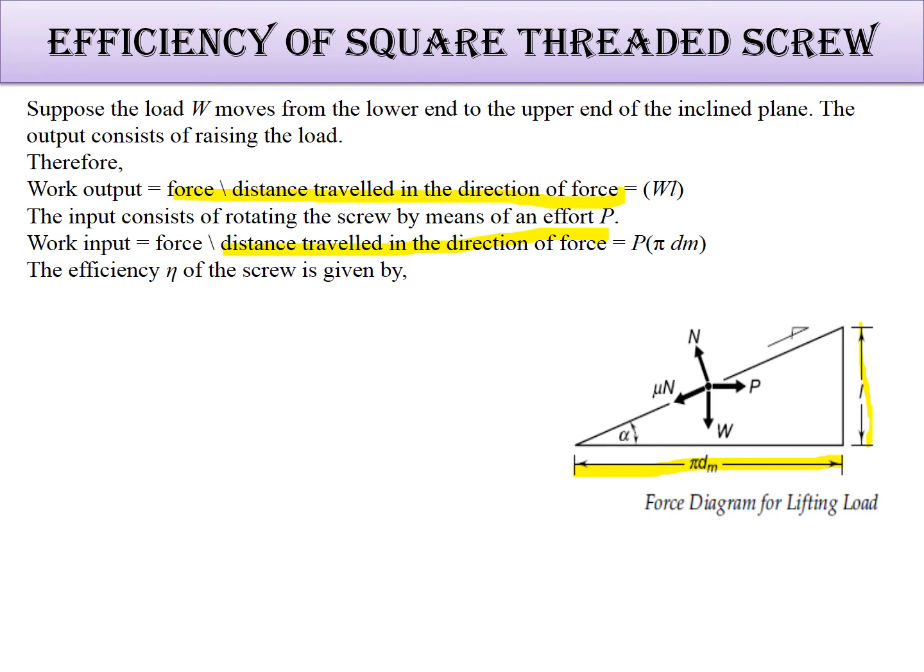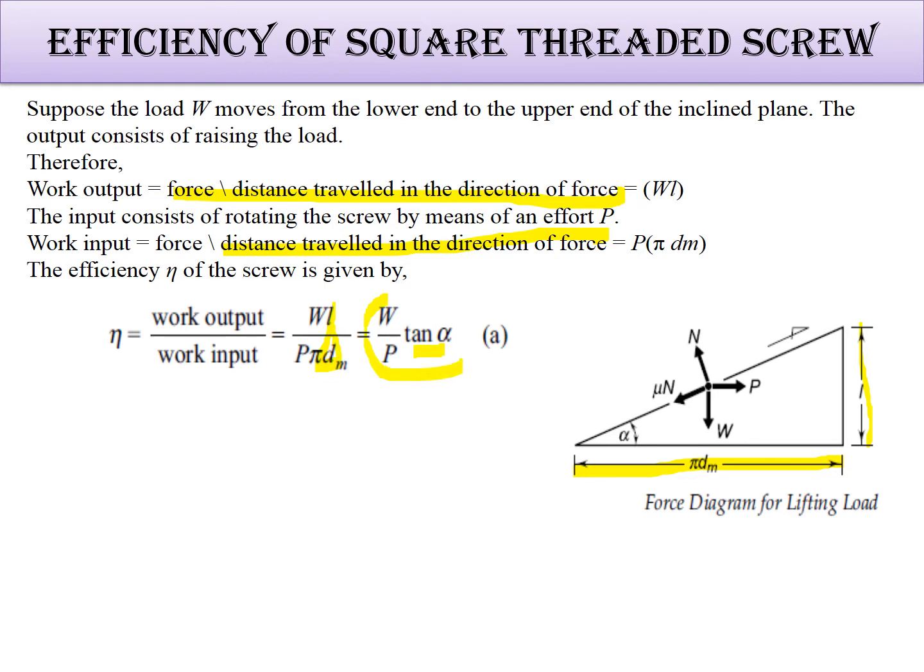And the efficiency of the screw will be given by work output upon work input, that is WL upon P pi dm. So W upon P into tan of alpha, because we know that this L upon pi dm is what? This is opposite upon adjacent, that means tan of alpha. So due to this we can say tan of alpha W upon P. So this term is changed.